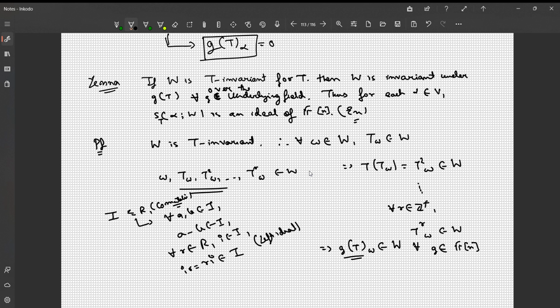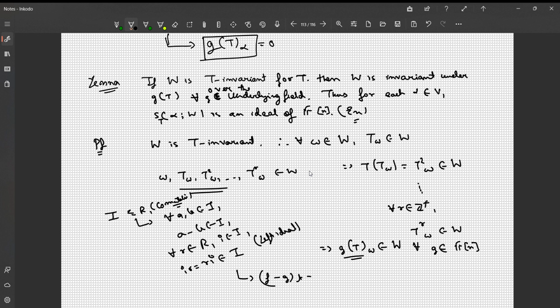Now, to see that this is an ideal, what are the operations which we typically require? The operations are also pretty simple to observe: the summation or subtraction of mappings are as we used to do, and the multiplication is also pretty obvious.